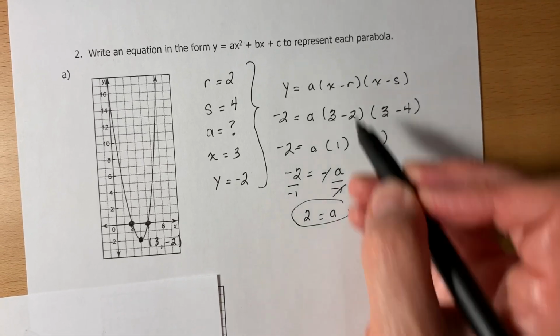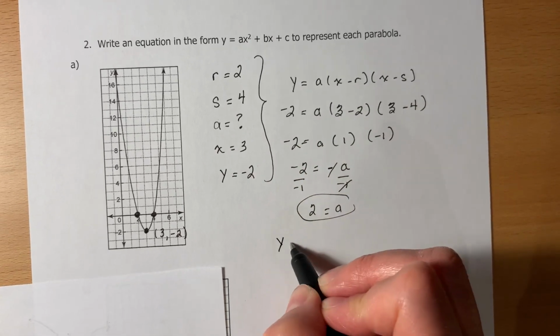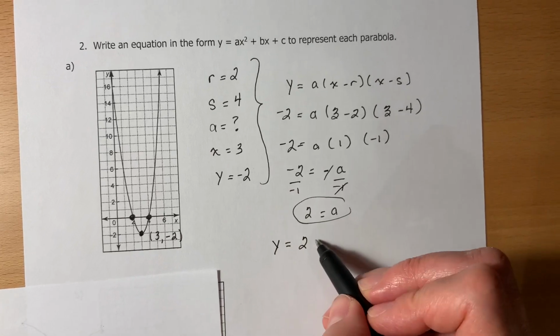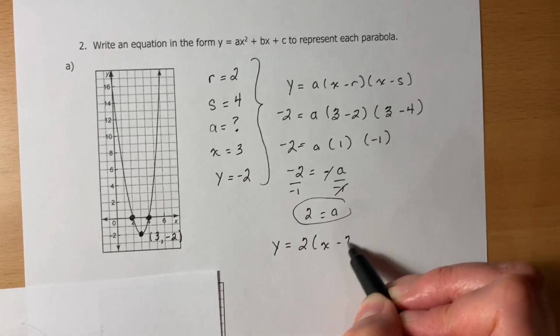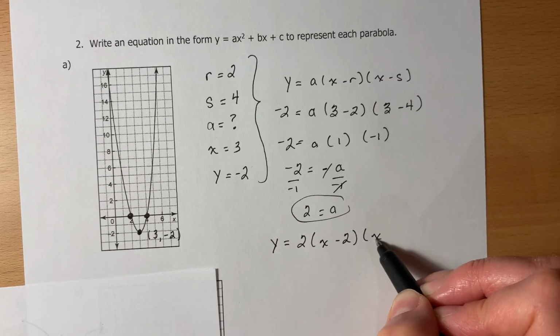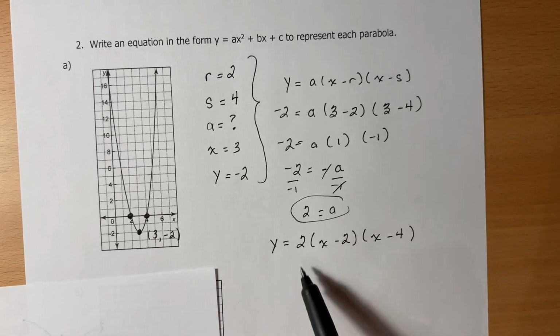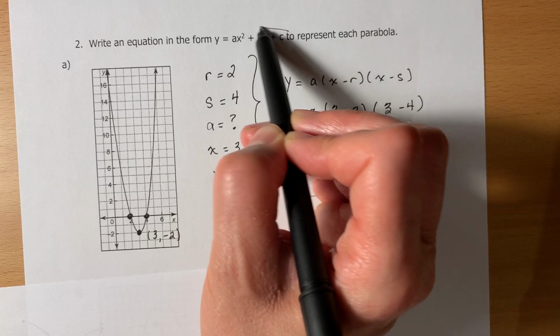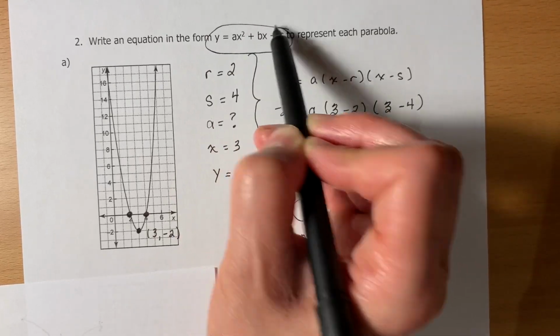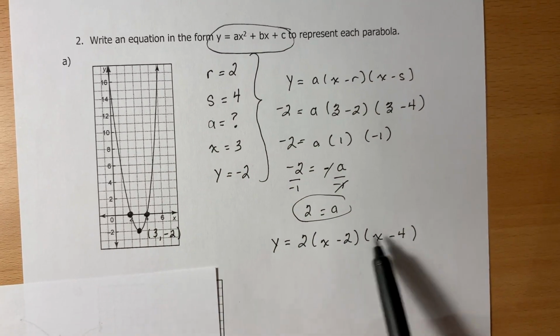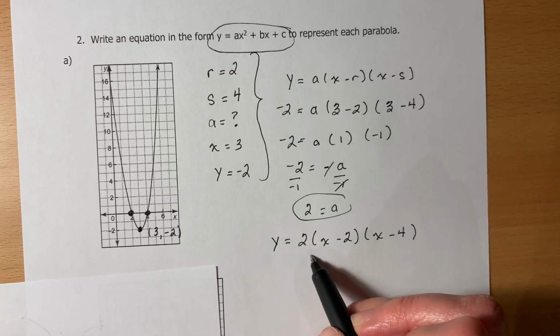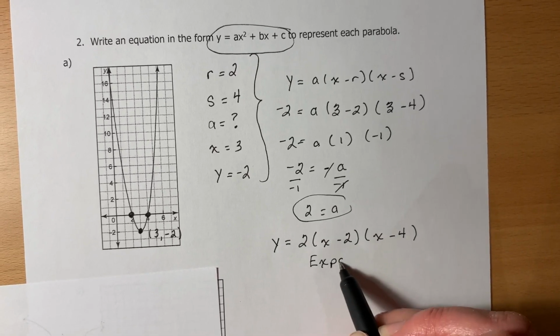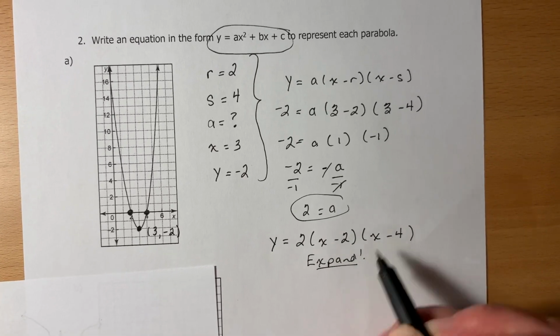Okay, so now I put that back into my equation. A is 2, x minus r, which is 2, x minus s, which is 4. This is where we ended in chapter 4. This is now asking us to write it in standard form. So how do you go from factored form to standard form? You need to expand. So this is from chapter 5.